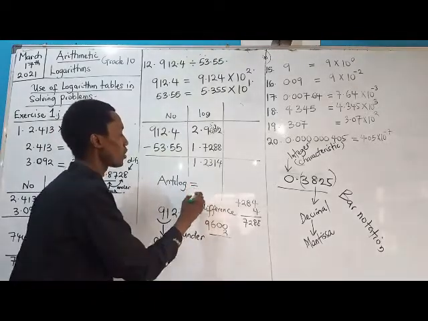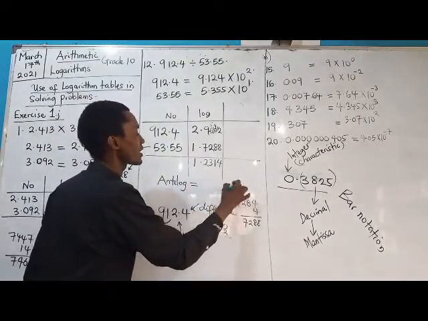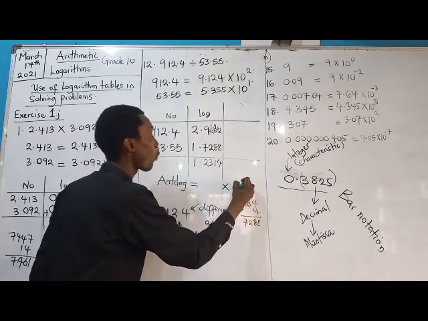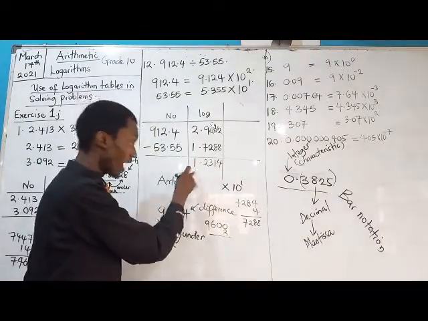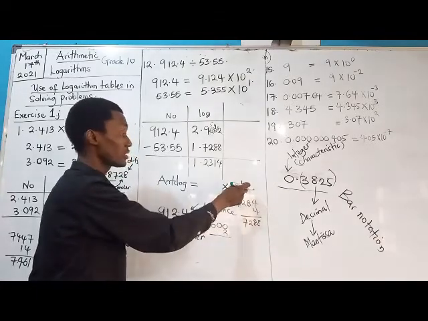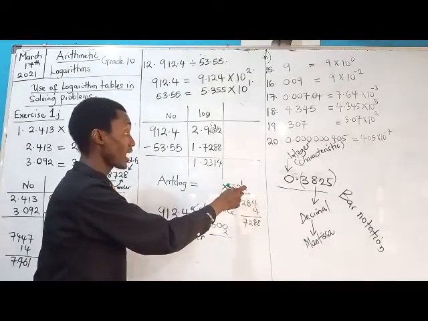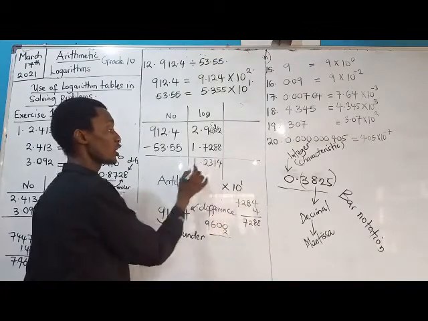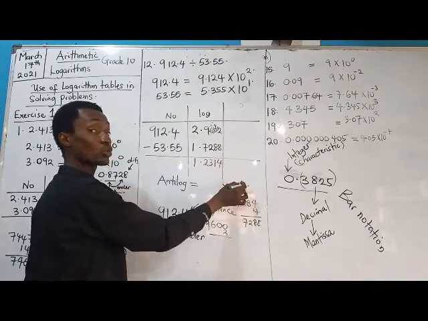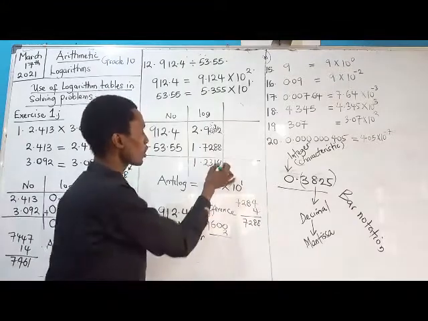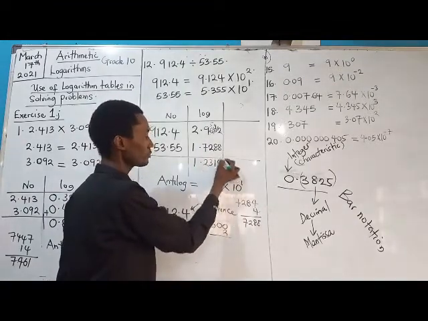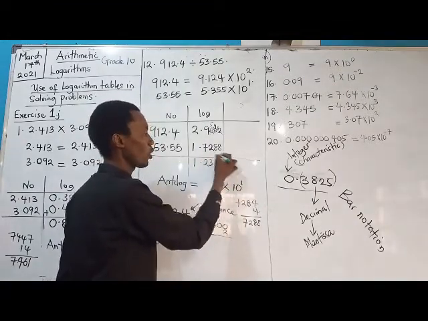It will be equal to whatever it is times 10 raised to the power of what? 1. This part tells you the power to which 10 is raised. So when you finish doing this, you check for this: 10 to the power of 1. Then you go to your anti-log table. This is the part you use in your anti-log table.